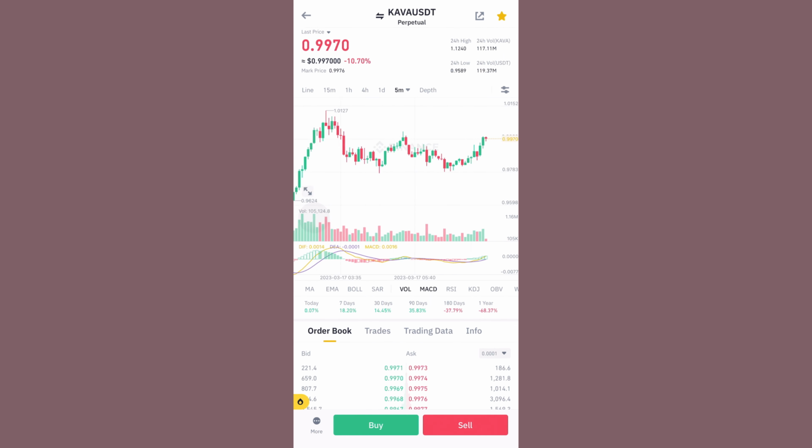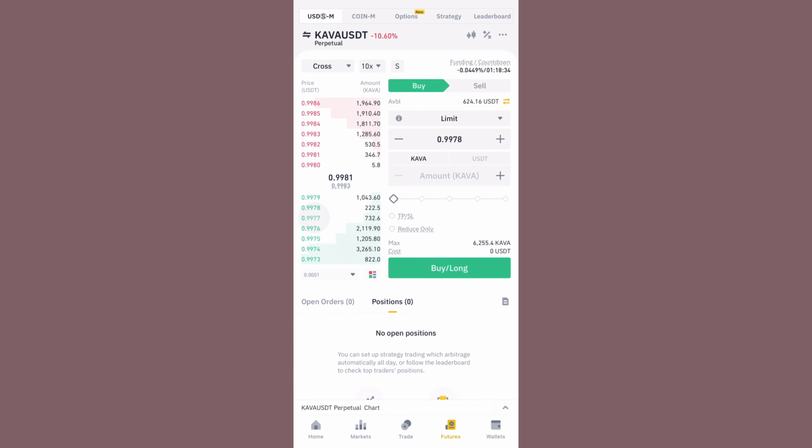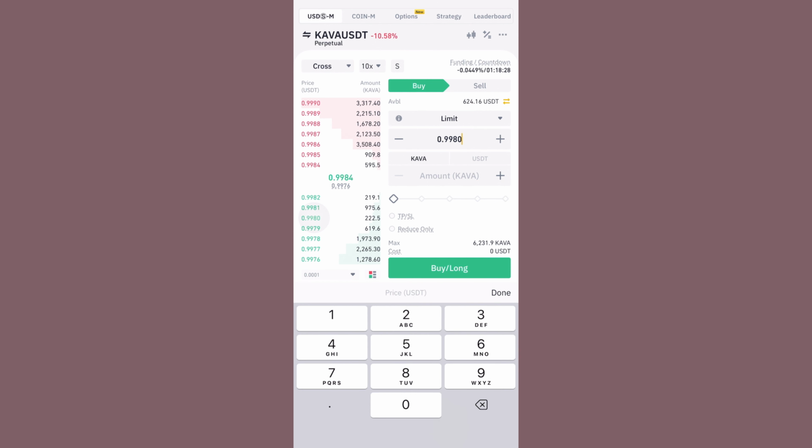Okay, so this is how the chart looks, and it has formed a double bottom. These two edges here and here are the double bottom indication, and this chart is on its way to 1.01. So what I'm going to do now is go back and buy. Now there are two ways to buy here. Either I put the amount I want to buy here.